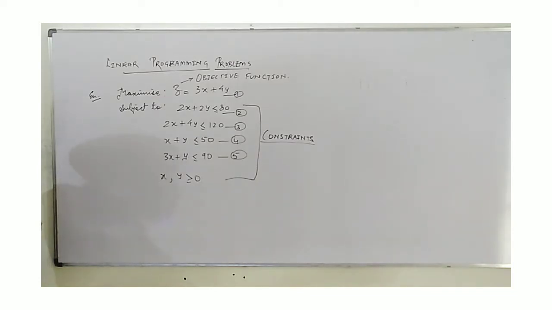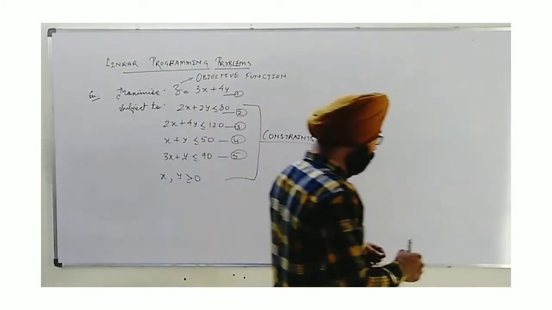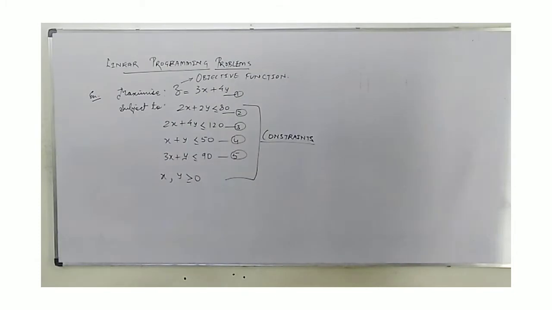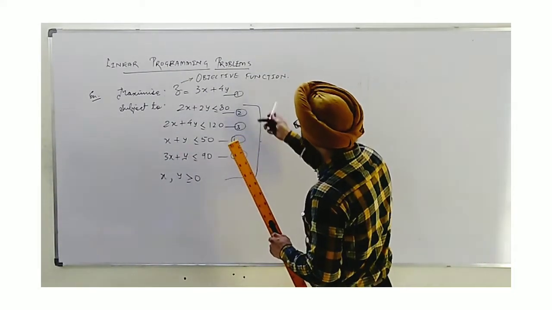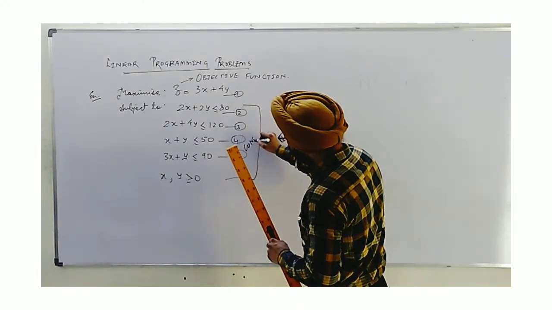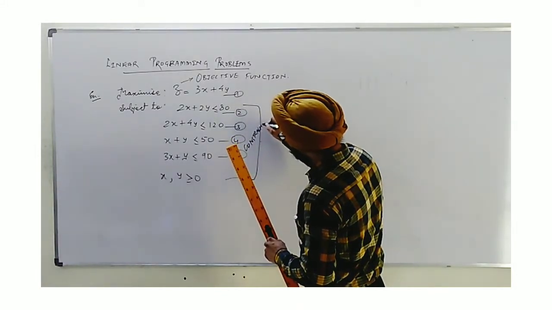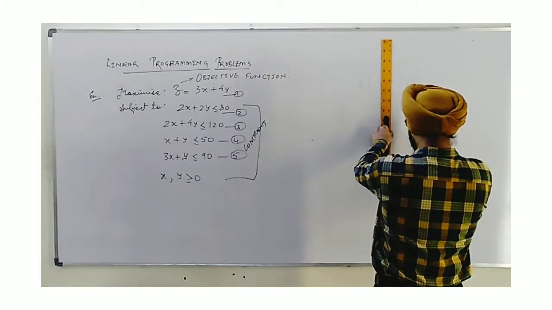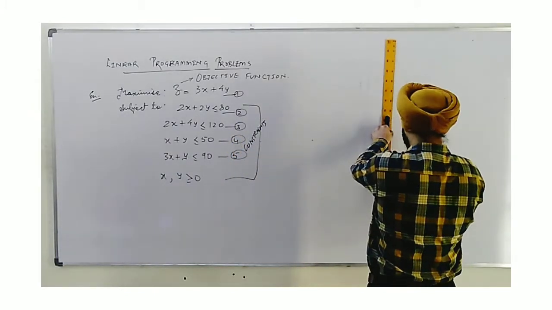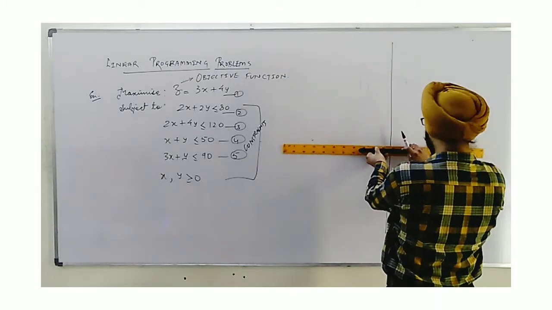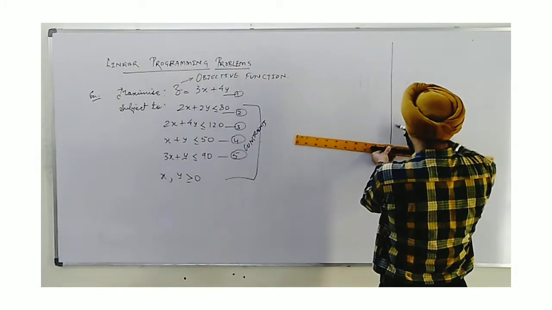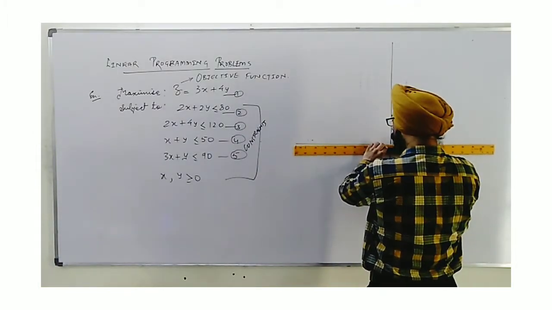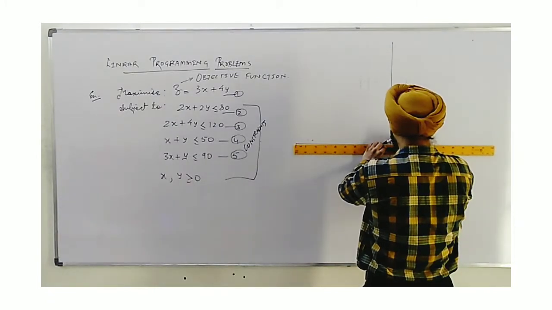So the simple procedure: first of all we need to plot all these inequations on a graph, taking them one by one. Let's try. This portion will be needed. Here we go. Roughly we can make it. On graph paper this will be much better.